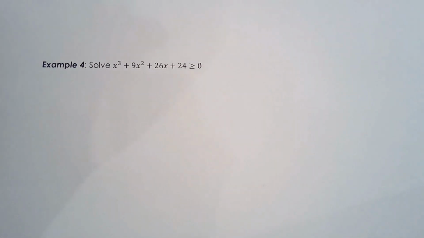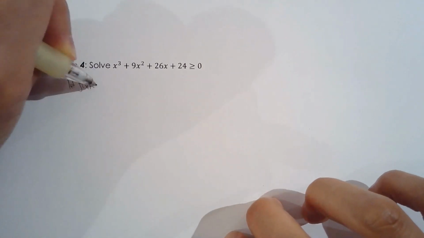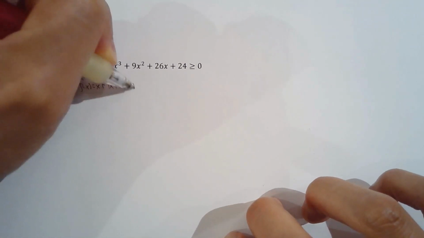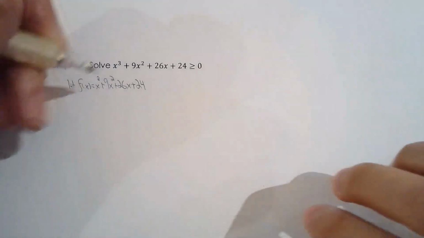So definitely factor. Let f of x equal x cubed plus 9x squared plus 26x plus 24. Play the guessing game because I can't factor by grouping. Let's see. What's a good guess? -2 is a good guess.